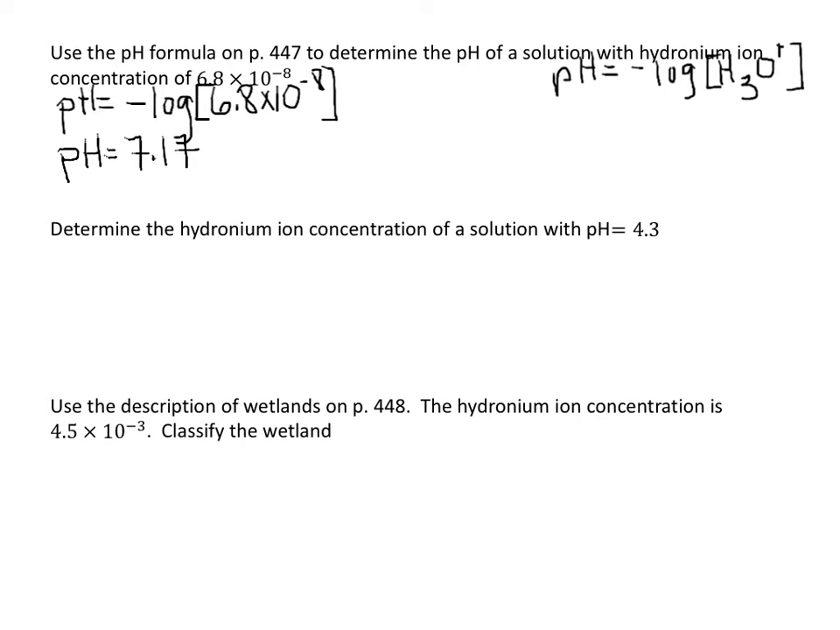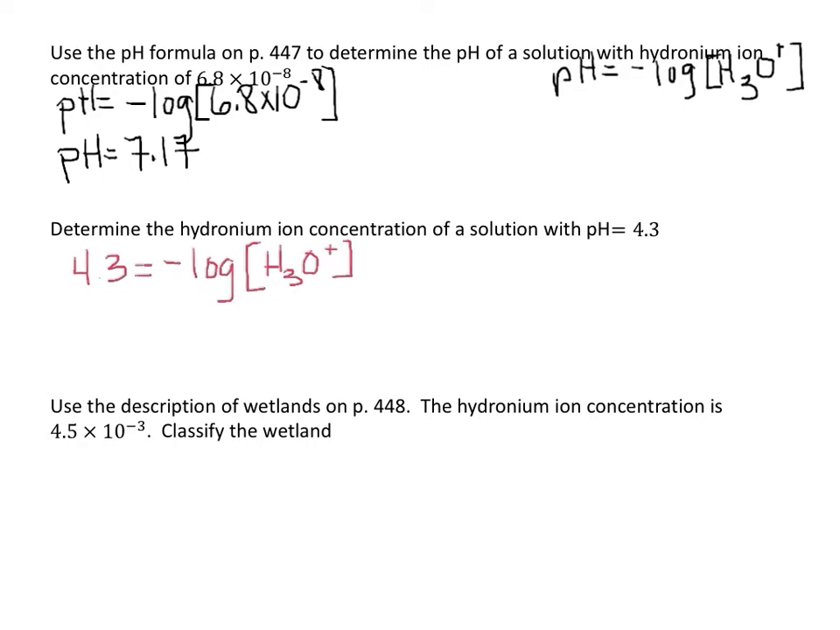We can go backwards with this, right? So if we have the pH given to us as 4.3, how do we find this number? Meaning, how do we unlog this? So we have 4.3 is equal to the negative log of this ion, H3O+.